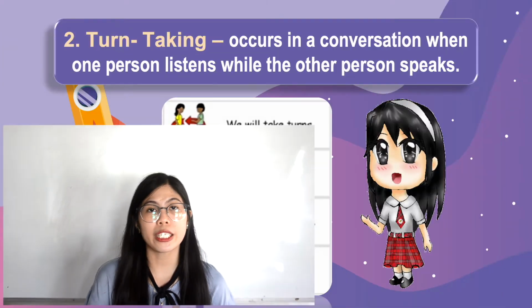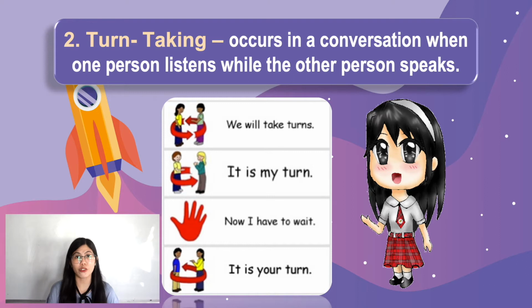Next is the turn taking. It occurs in a conversation when one person listens while the other person speaks and vice versa. So speakers must know when to take turn or allow others to speak. This means one speaker should not take too much time in speaking. He or she must provide opportunity for others to speak.